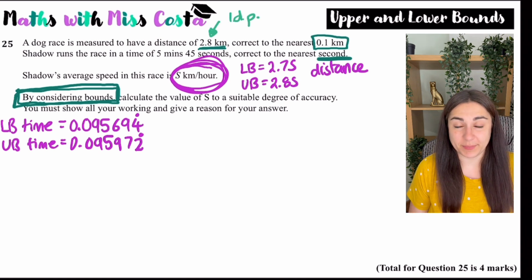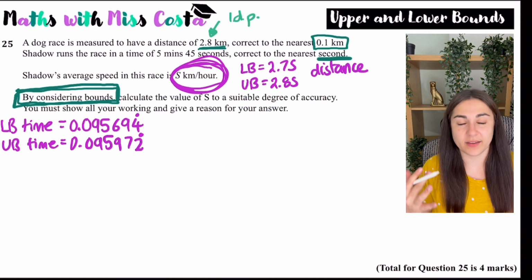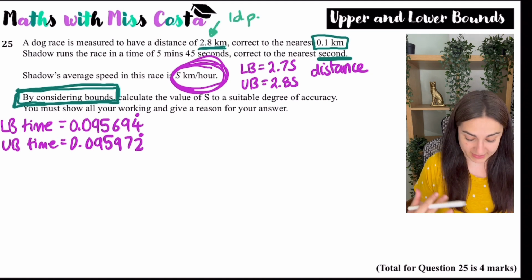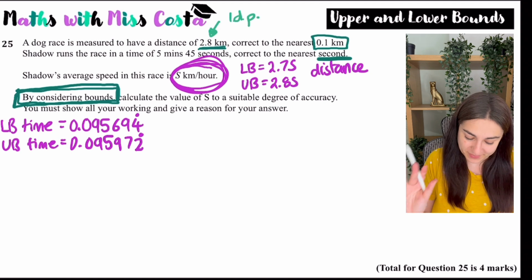Whenever I'm dealing with speed, generally you're going to have to deal with your time as a unit of an hour. Normally it's minutes to hours, but now it's minutes and seconds to hours, but that's still fine.